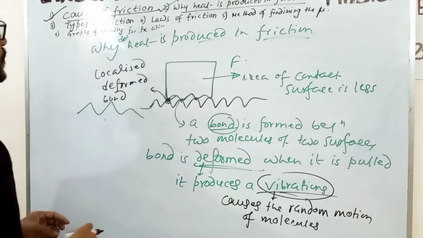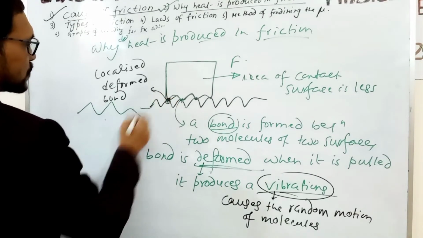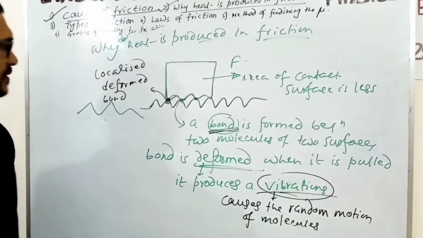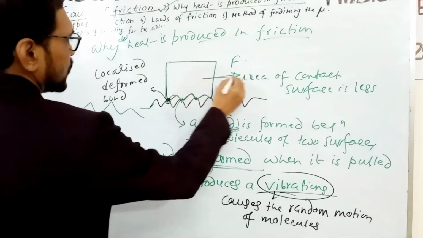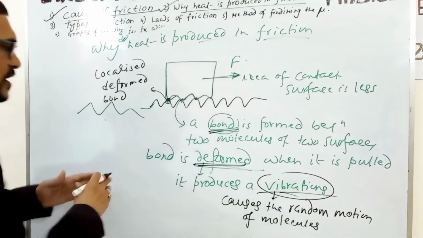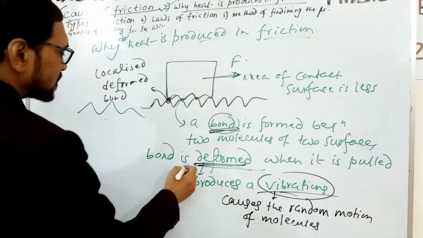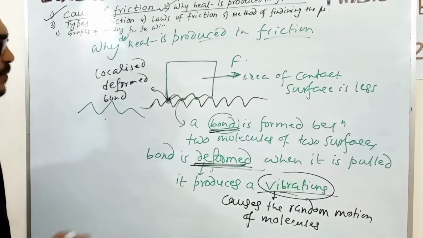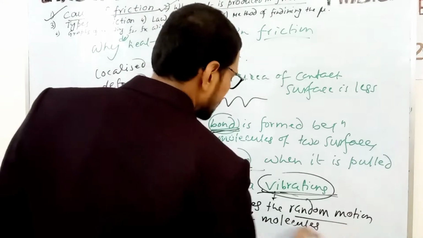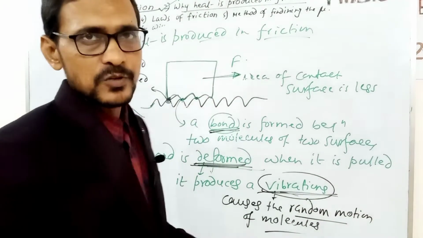So what is the cause of heat? Why is heat produced in friction? First, the two molecules of the contact surface are very close to each other, so a bond is formed between two molecules. Now when this body is pulled over the surface, this bond is deformed, that is, the bond is broken. Another bond is formed, but this localized deformation produces a vibration. This vibration causes the random motion of molecules. So when the molecules move randomly, heat is produced.